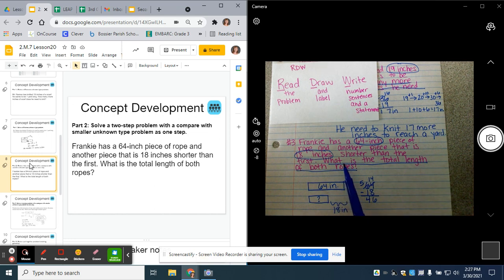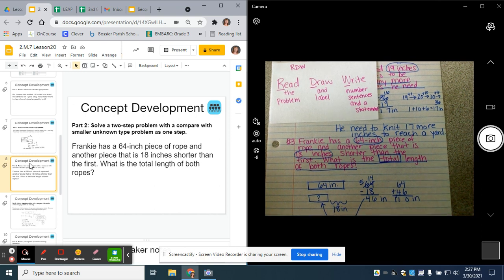Now, that did not answer the question we're asking. What is the total length of both ropes? This just gave me 46 inches for how much the shorter rope is. Okay, so now I need to put together my 64 plus my 46 to find my total. That is 10, that's 10, 110. 110 inches. So what is the total length?